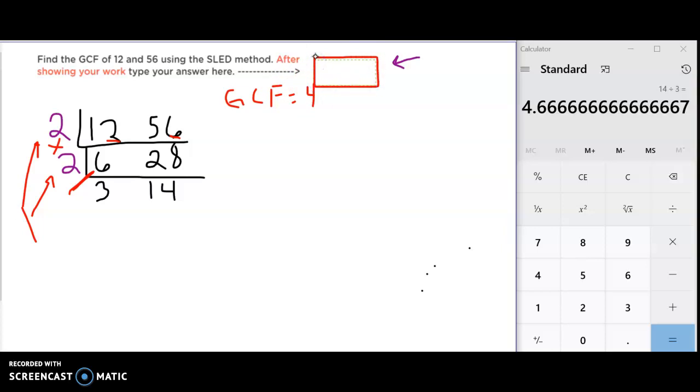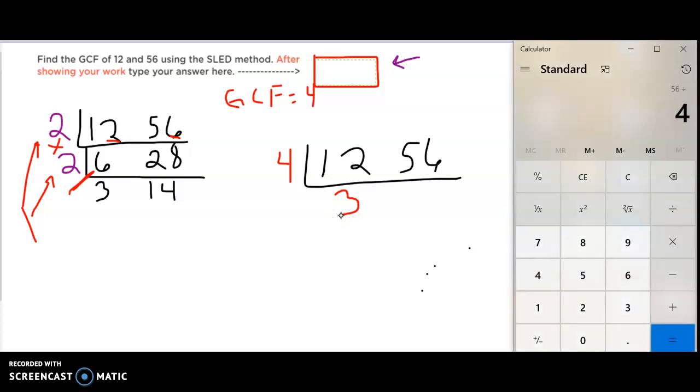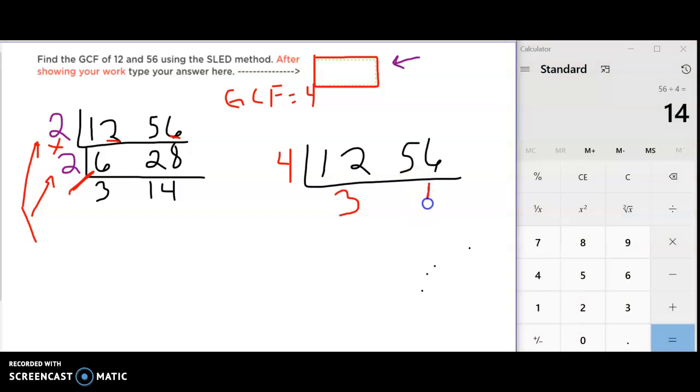Now, what if I didn't want to pull out a 2? What if I wanted to pull out a different number? Let's do another one again. Let's do 12 and 56. And what if I didn't pull out a 2? What if I pulled out a 4? Well, what's 12 divided by 4? 3. And what's 56 divided by 4? 14.